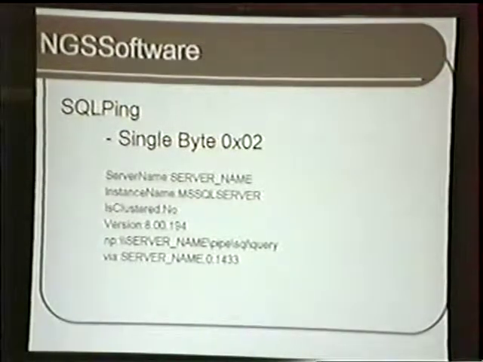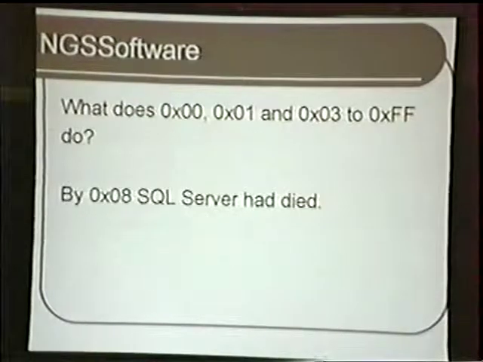However, when I saw this tool, and saw that it was sending only a single byte packet, 02, and that's hex 02, by the way, the question that sprang to mind is, well, what do the others do? 00, 01, 03, all the way to FF. So I wrote a simple UDP scanner that went through from 0 to FF, to find out if I could elicit a different response from the SQL Server, and by 08, SQL Server had died. Now that immediately grabbed my attention, obviously.